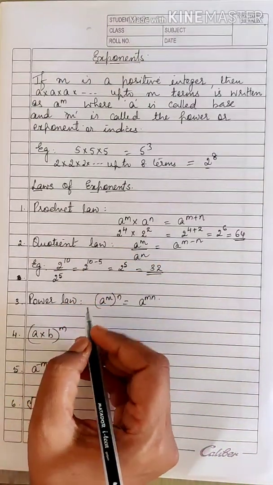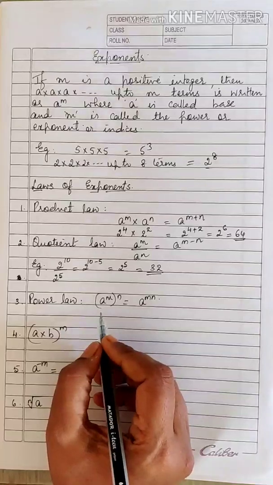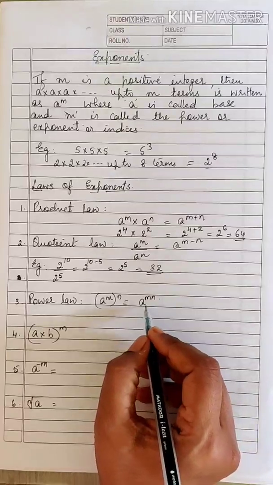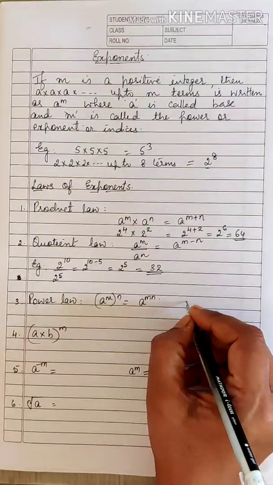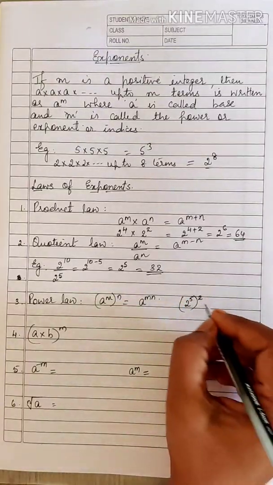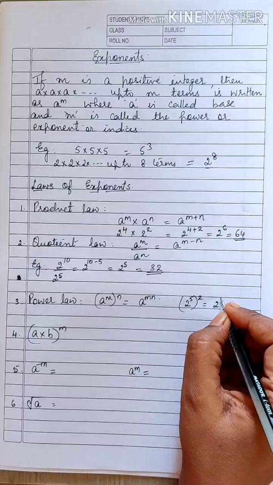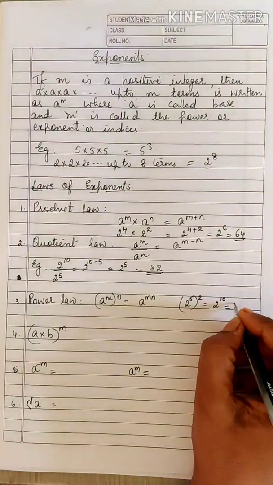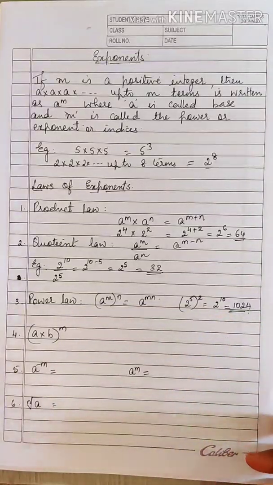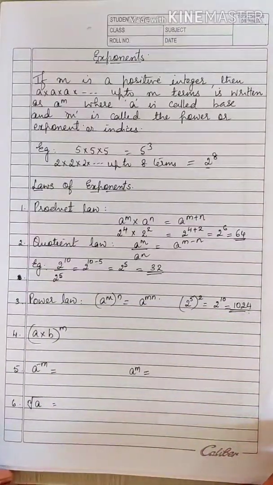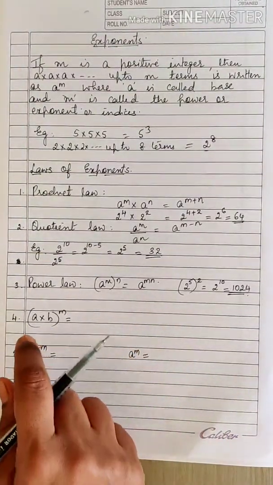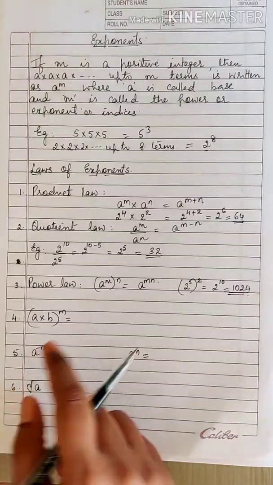The next one, power law. Power law is a to the power of m, all to the power of n, is equal to a to the power of mn. This is 2 to the power of 5, all to the power of 2, which will become 2 to the power of 10. 2 to the power of 10 is equal to 1024. This is the way we use the laws. Now, going further, you have a few more things which you have to learn in this chapter.